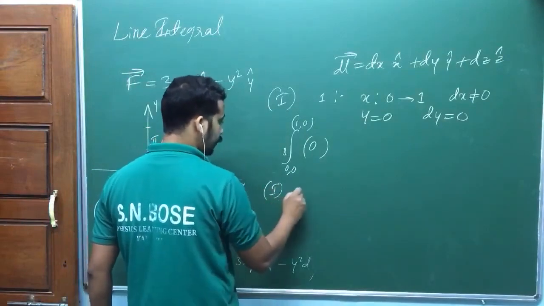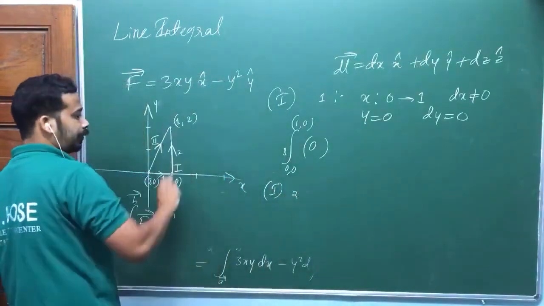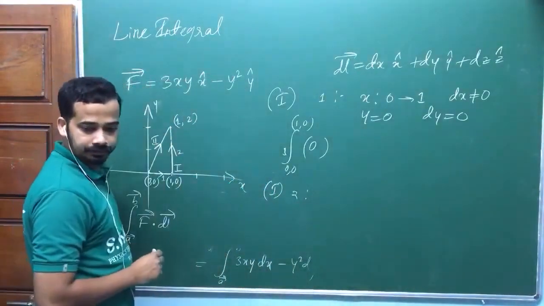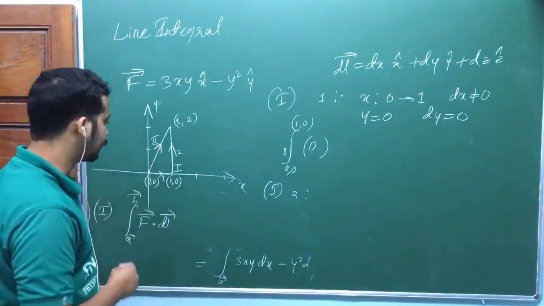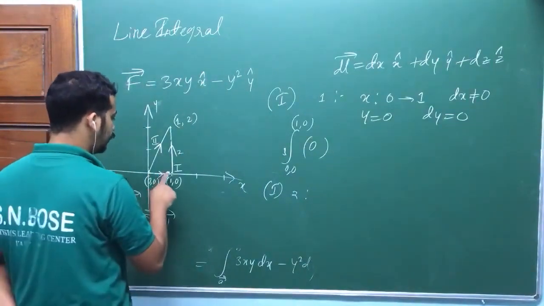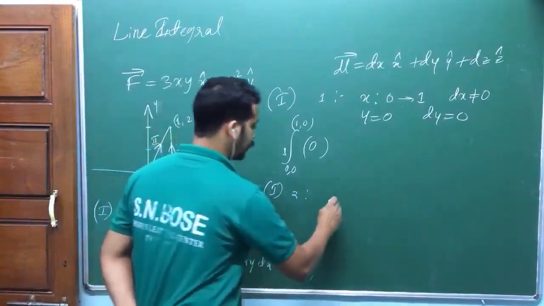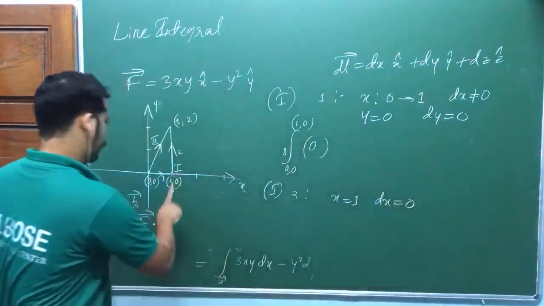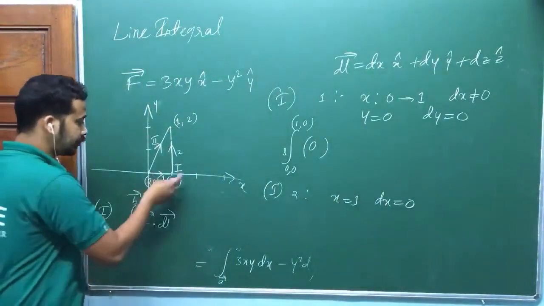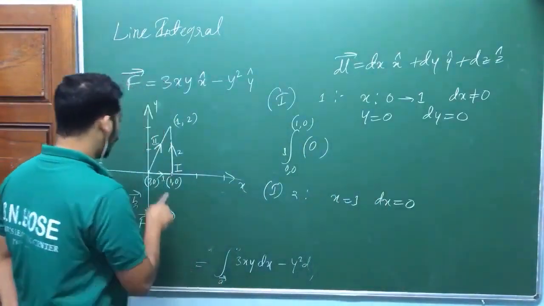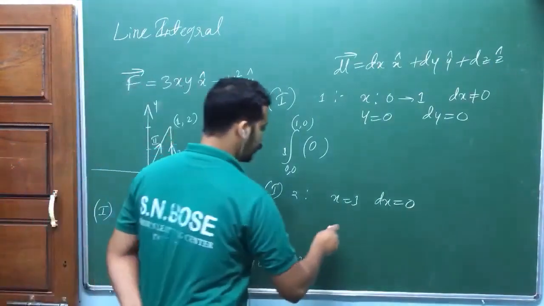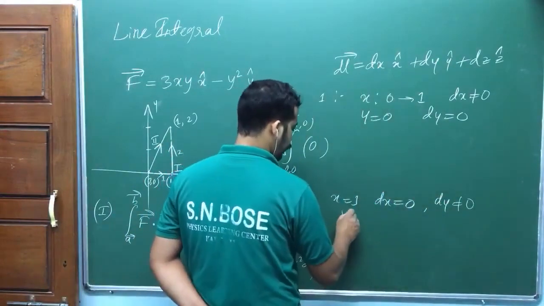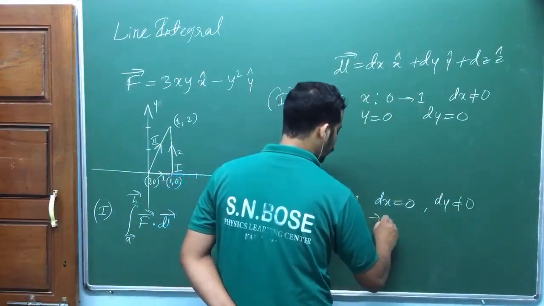Along the first path, but the second part of this path integral. Look here, you are moving along the y-axis, okay? So again your x is not variable: x equal to 1, dx equal to 0. If you move like this, x is not changing, but y is changing from 0 to 2, isn't it? dy is non-zero.